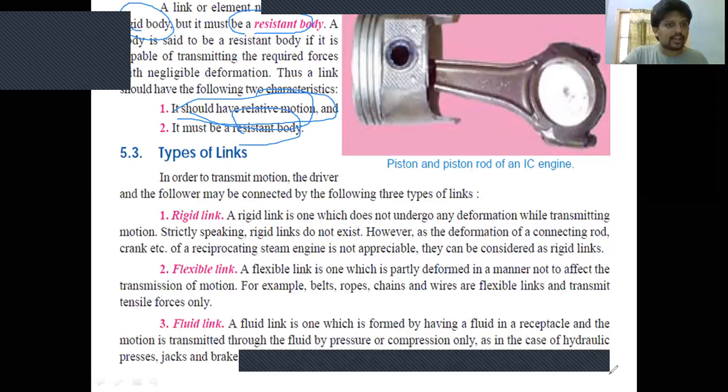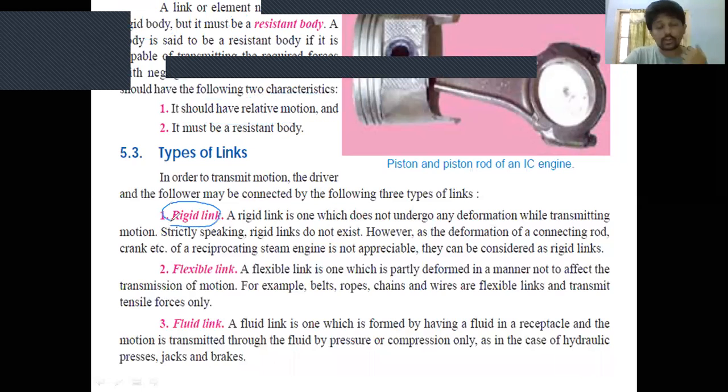Now, you have three types of links. The first one is rigid link. Rigid itself, what I am telling you is it does not undergo any form of deformation. That means there is a link in a machine body which is transmitting some motion from one place to another place, but it should not undergo any deformation. We define it as rigid links.